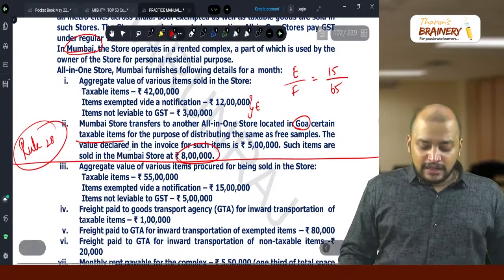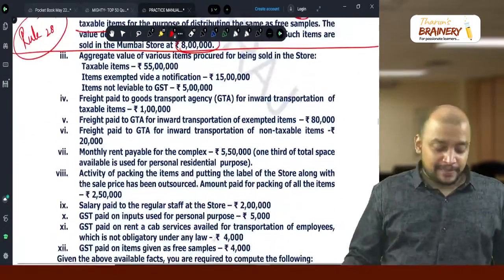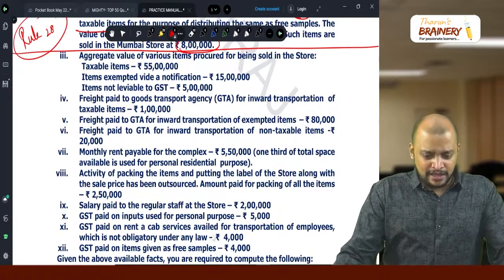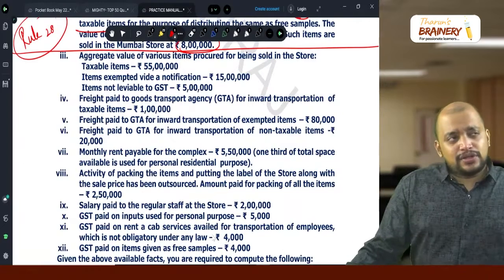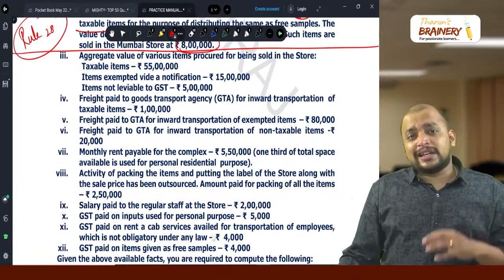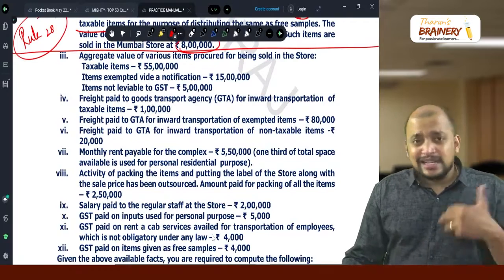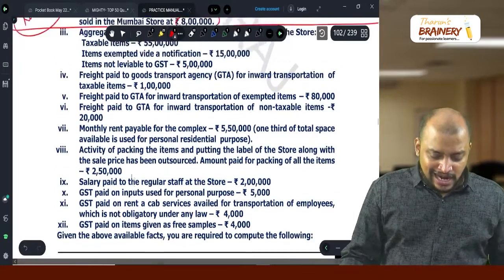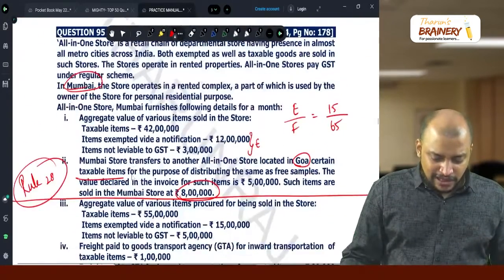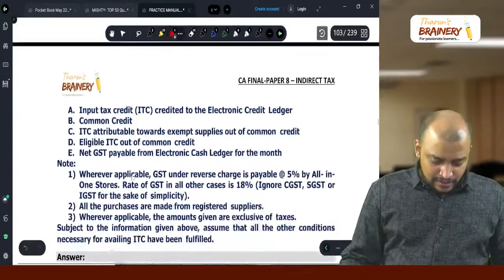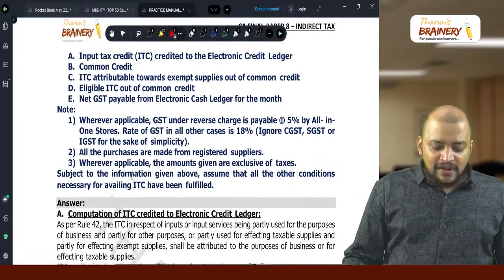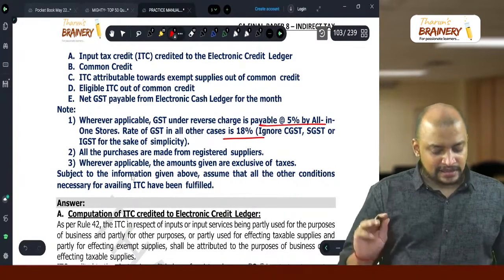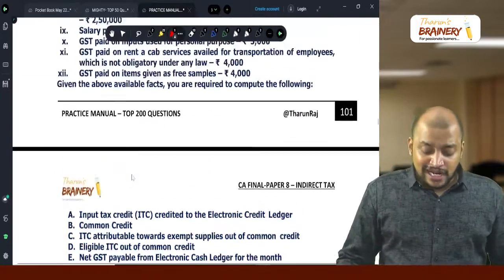Now, thereafter they have given the purchase data. Aggregate value of items procured for being sold in the store: taxable items, 55 lakhs. So we are purchasing taxable items. On the taxable items, would we have paid GST? Yes. So here, what is the GST rate that we need to understand? Wherever applicable, GST under RCM is 5% and in other cases it is 18%. So we need to take 18%.